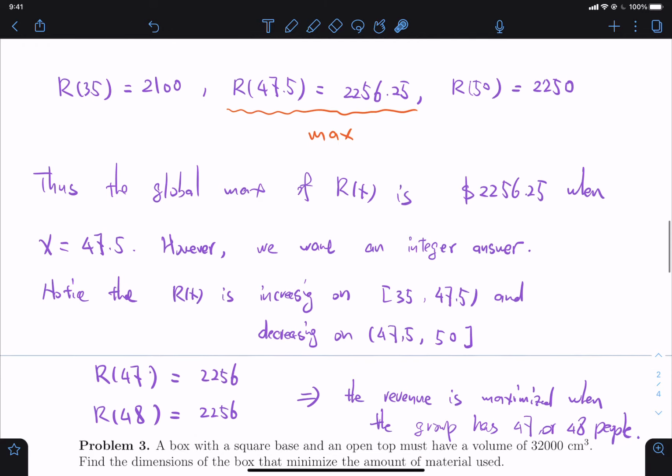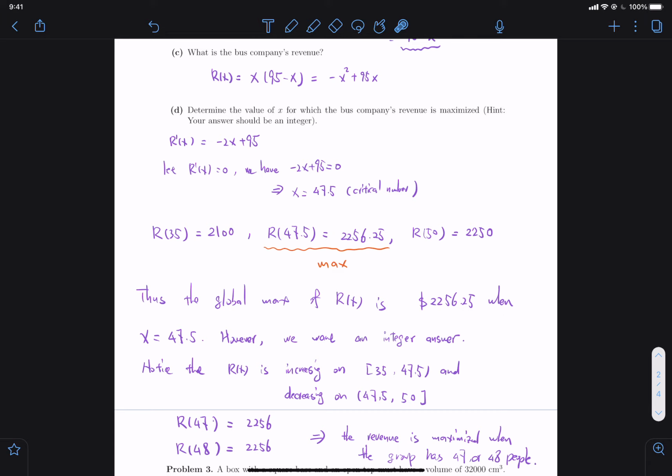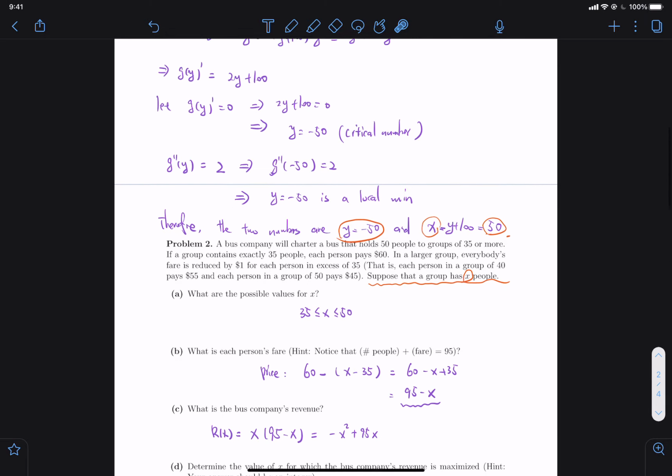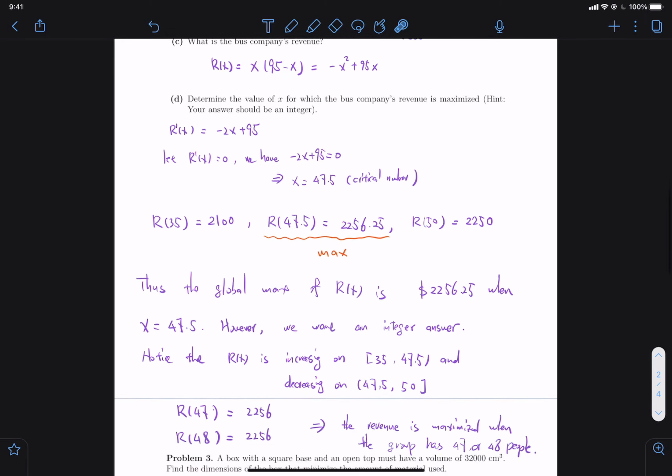Okay, so that is our question 2 about the revenue of a bus company. You see that it's the same thing: use the derivative, then plug the critical number into the target function, as well as the endpoints, to test those max and min values. Okay, so now it should be clear for this question, and we will move on to the next one.